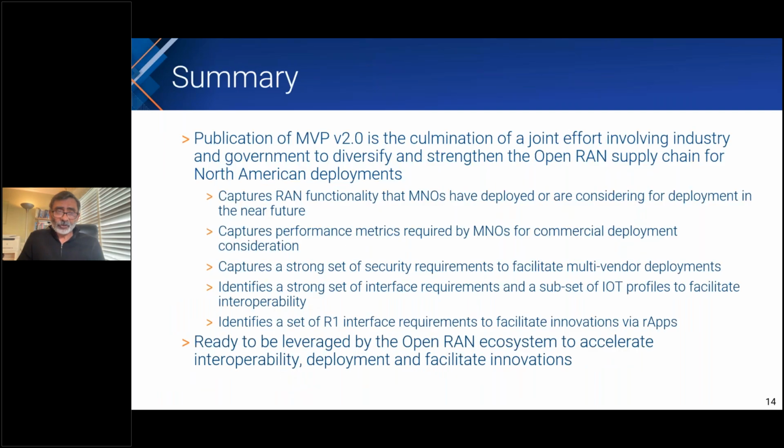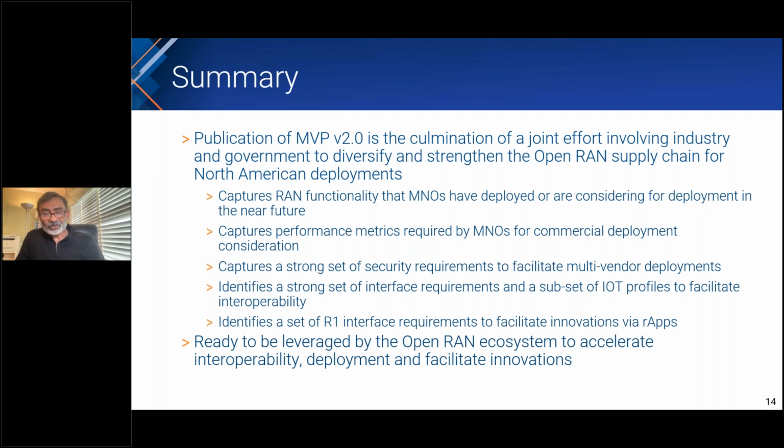So this MVP version 2.0 is a culmination of a joint effort involving industry and government to diversify and strengthen the Open RAN supply chain for the North American Open RAN market. It captures RAN functionality that MNOs have deployed or are considering for deployment in the near future. It captures performance metrics that the MNOs need for commercial deployment considerations. It also captures a robust set of security requirements to facilitate multi-vendor deployment.